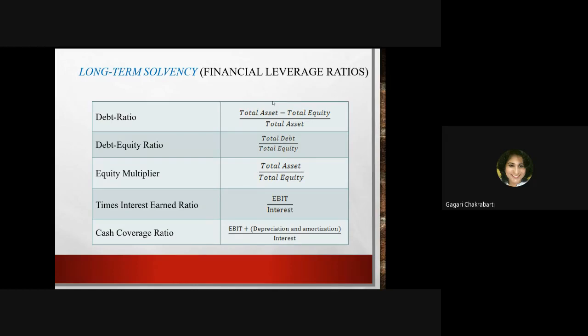The fourth one, the times interest earned ratio. This is EBIT by interest. EBIT is earnings before interest and taxes. Out of that, interest is paid first and then taxes are paid. Now why should it be an indicator of long-term solvency? Because it is the EBIT out of which interest is paid. So if EBIT per unit of interest is lower, then there is a problem, right? And if EBIT is equal to the interest payment, then what happens? The entire amount of EBIT is going to pay the interest payment.